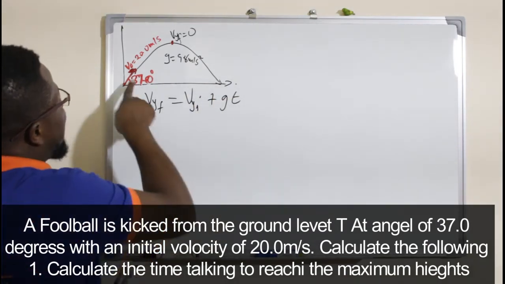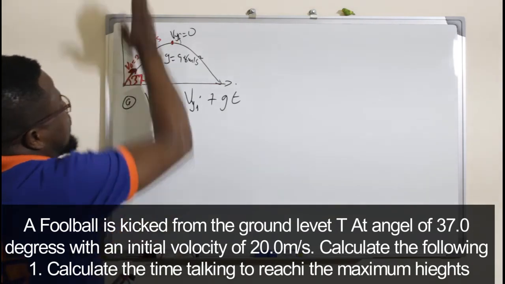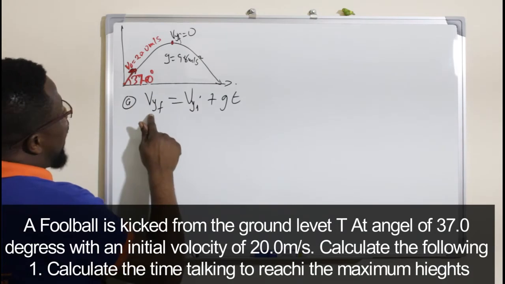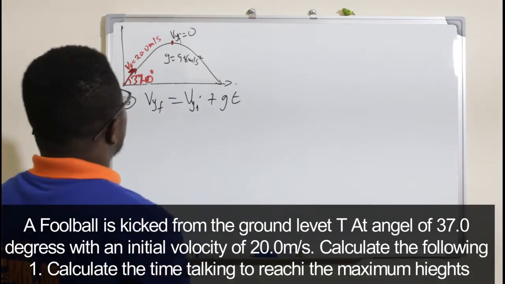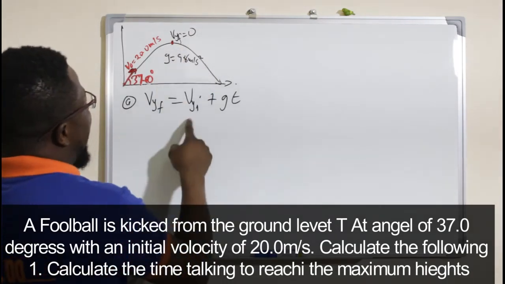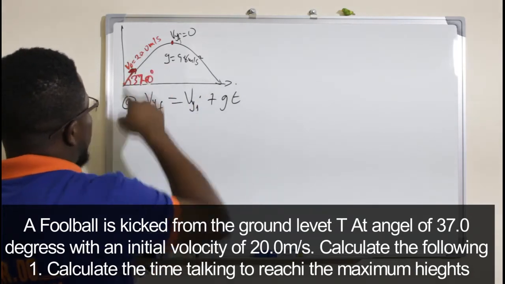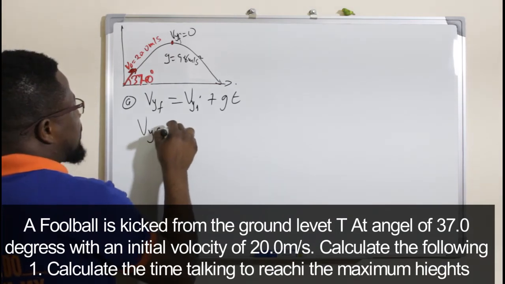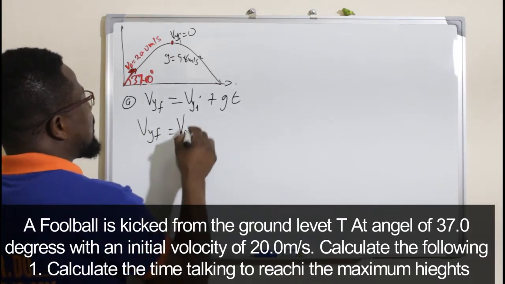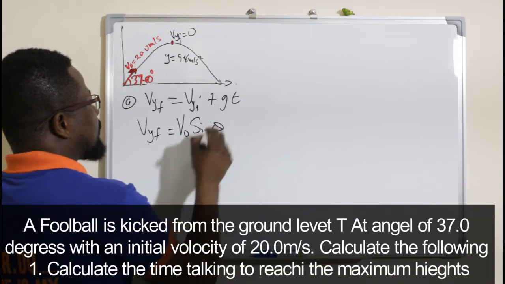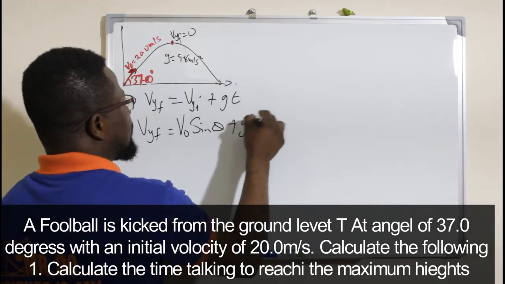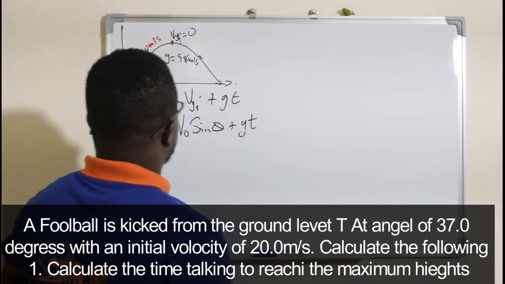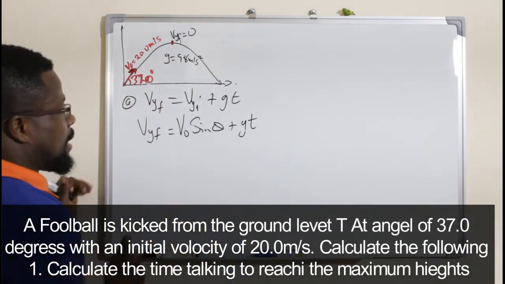And because I want to go to the vertical component, since I am moving in a vertical direction, Vy f is now 0, and Vy initial can be calculated from here. So we can simply say that Vy f is equal to V naught sine theta plus GT. Right. Now let's do the substitutions and see from here.